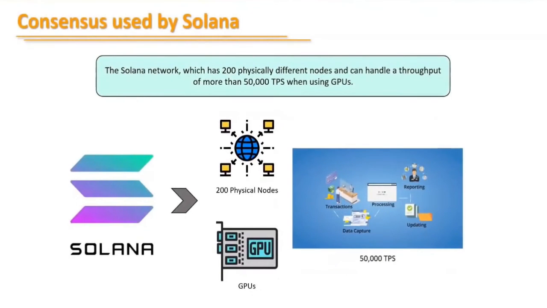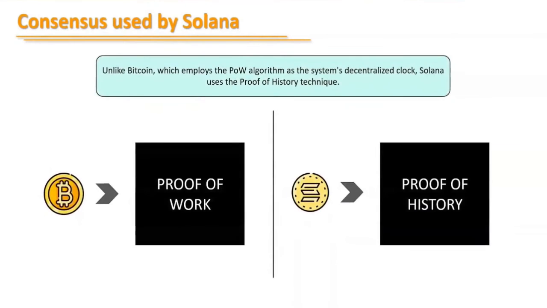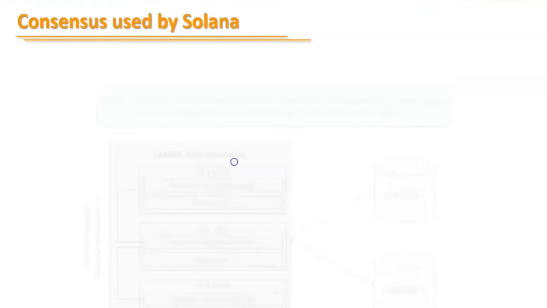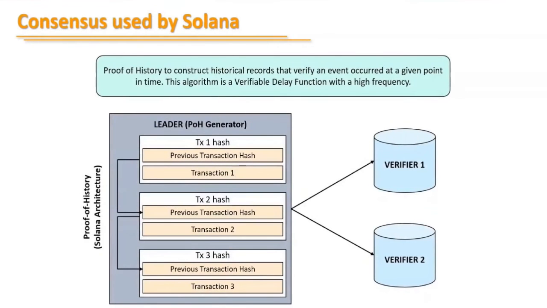The Solana network, which has 200 physically different nodes, can handle a throughput of more than 50,000 TPS. When using GPUs, it is one of the most performant permissionless blockchains. Unlike Bitcoin, which employs the proof of work algorithm as the system's decentralized clock, Solana uses the proof of history technique. You can use proof of history to construct historical records that verify an event occurred at a given point in time. This algorithm is a verifiable delay function with a high frequency.